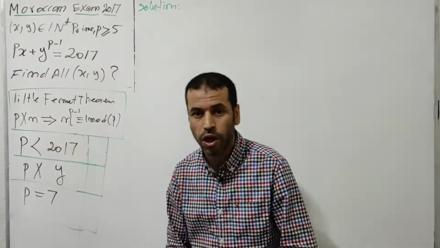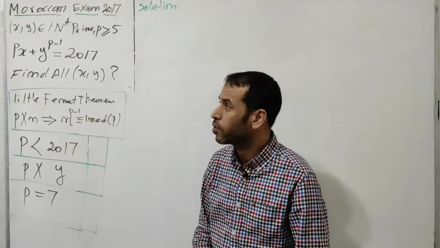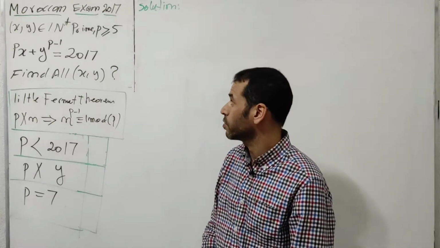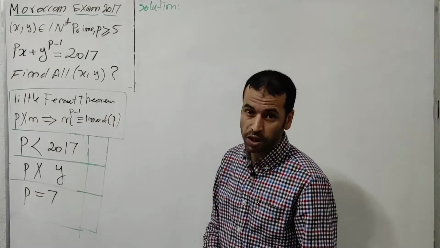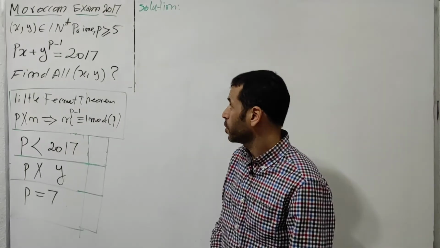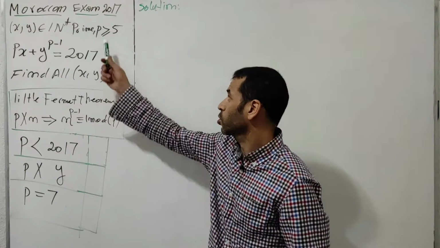Hi, in today's video I would like to introduce you to a very nice problem from the Moroccan exam of 2017. Here is the following setup. We have x and y as positive integers. We have p as a prime, superior or equal to 5.